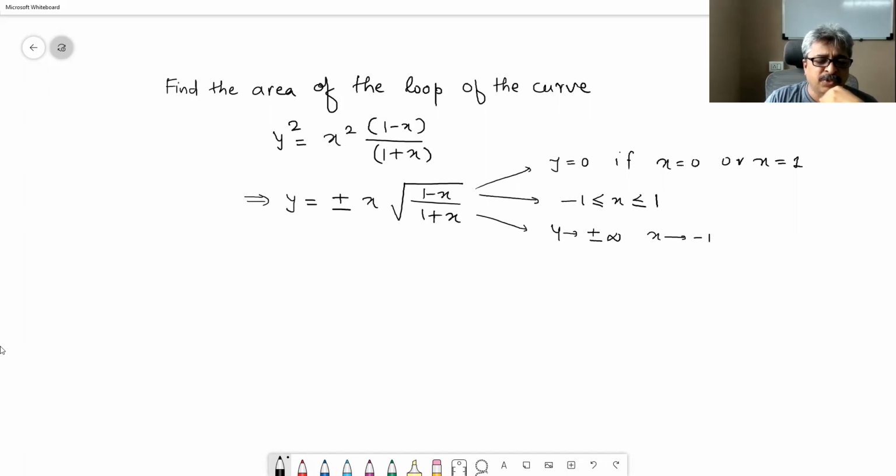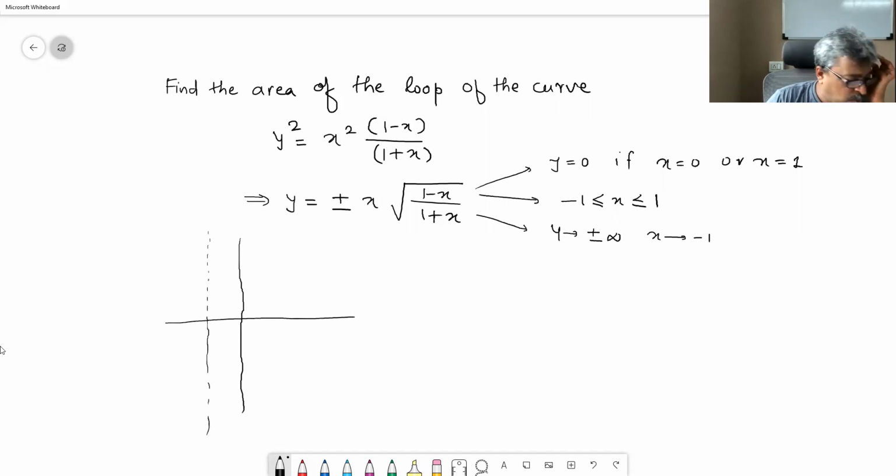So after we figure out all those special things, we should try to sketch the curve, and the curve is going to be like this. This is minus 1, which is an asymptote, plus 1, beyond which x values will not be available. So if you want to sketch one of the arms, then it will go like this. It will go to minus infinity as x tends to minus 1.